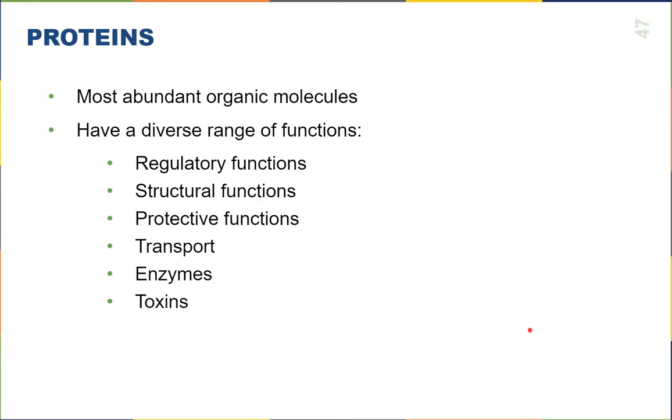Proteins are the most abundant organic molecules, so we have a lot of protein in our body. We have a lot of different protein in our body. So proteins have a very diverse range of functions, but each protein is very specific on what it does. So you can have regulatory function protein, structural function protein, proteins that provide protection, proteins that transport molecules, proteins that act as enzymes. And we already talked about enzymes, right? So we know how specific enzymes are. And then proteins that are even toxins for your body.